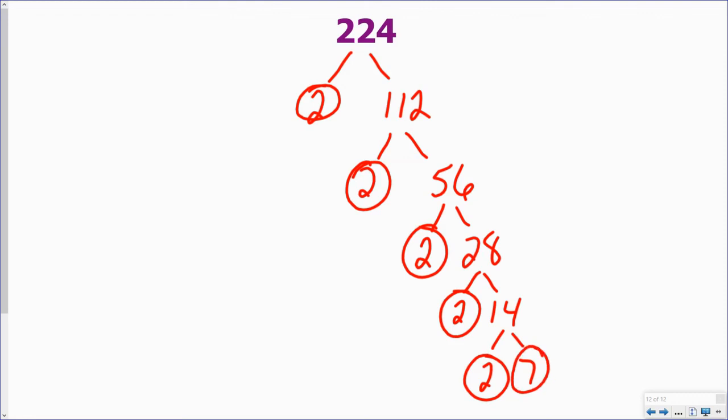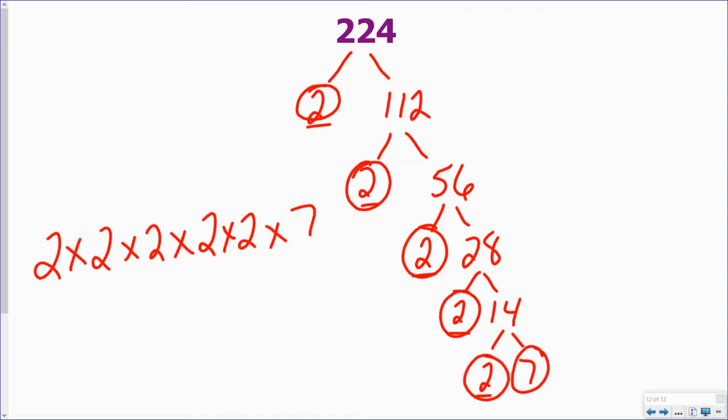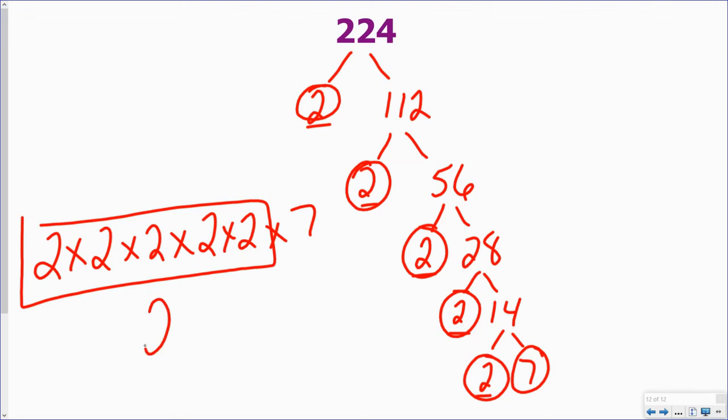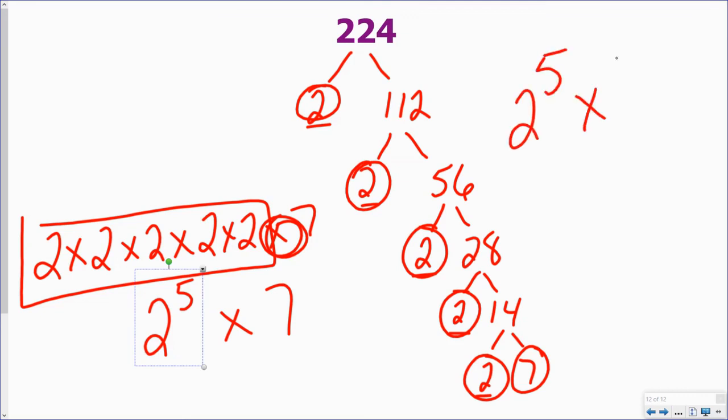So when I write here, I have 1, 2, 3, 4, 5 twos. So 2 times 2 times 2 times 2 times 2. And then I have my 7. Well, again, it's an expanded form. So I'm going to take and look here. I have 2 times itself 5 times, which gives me 2 to the 5th power. And then multiplied by 7. And again, I just have 1 7. So my prime factorization for 224 is 2 to the 5th power multiplied by 7.